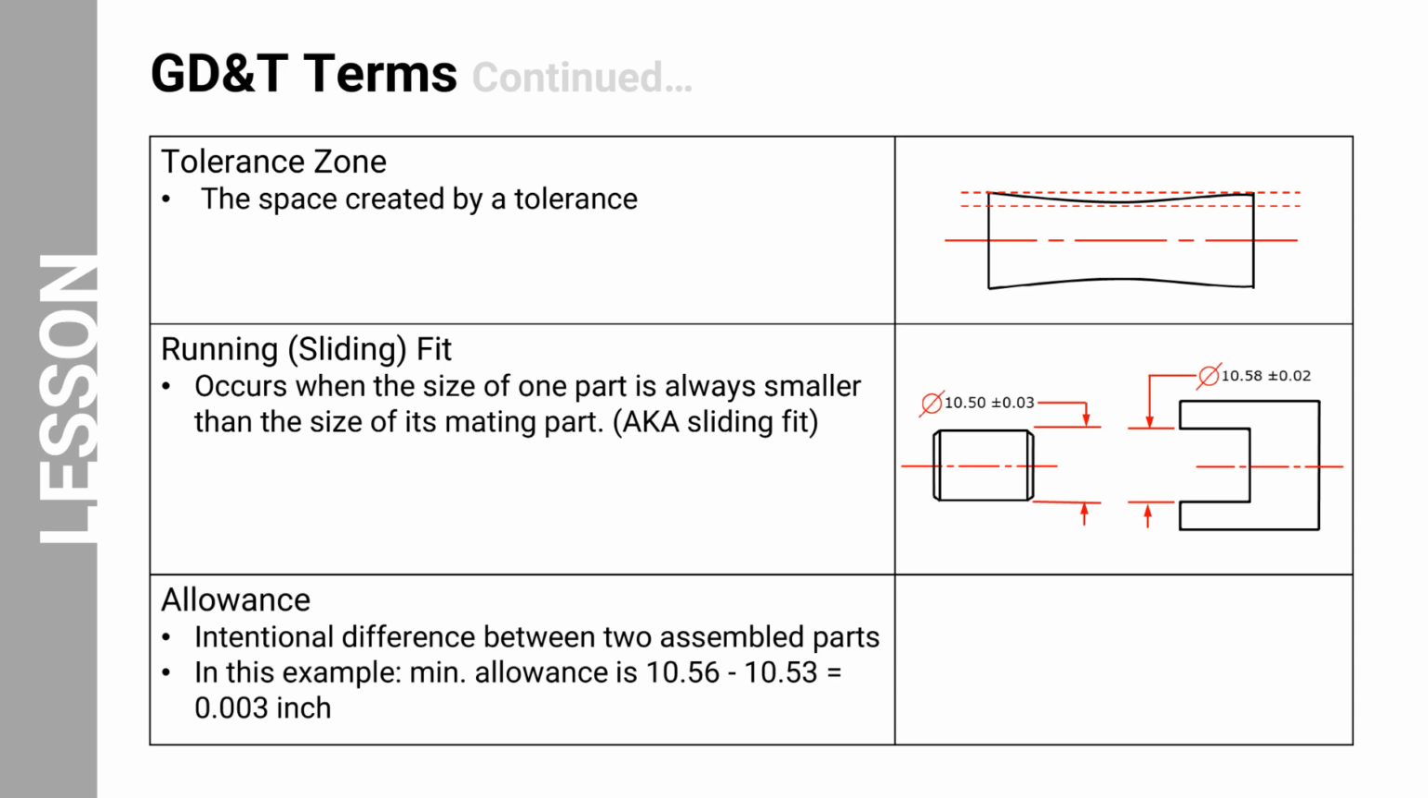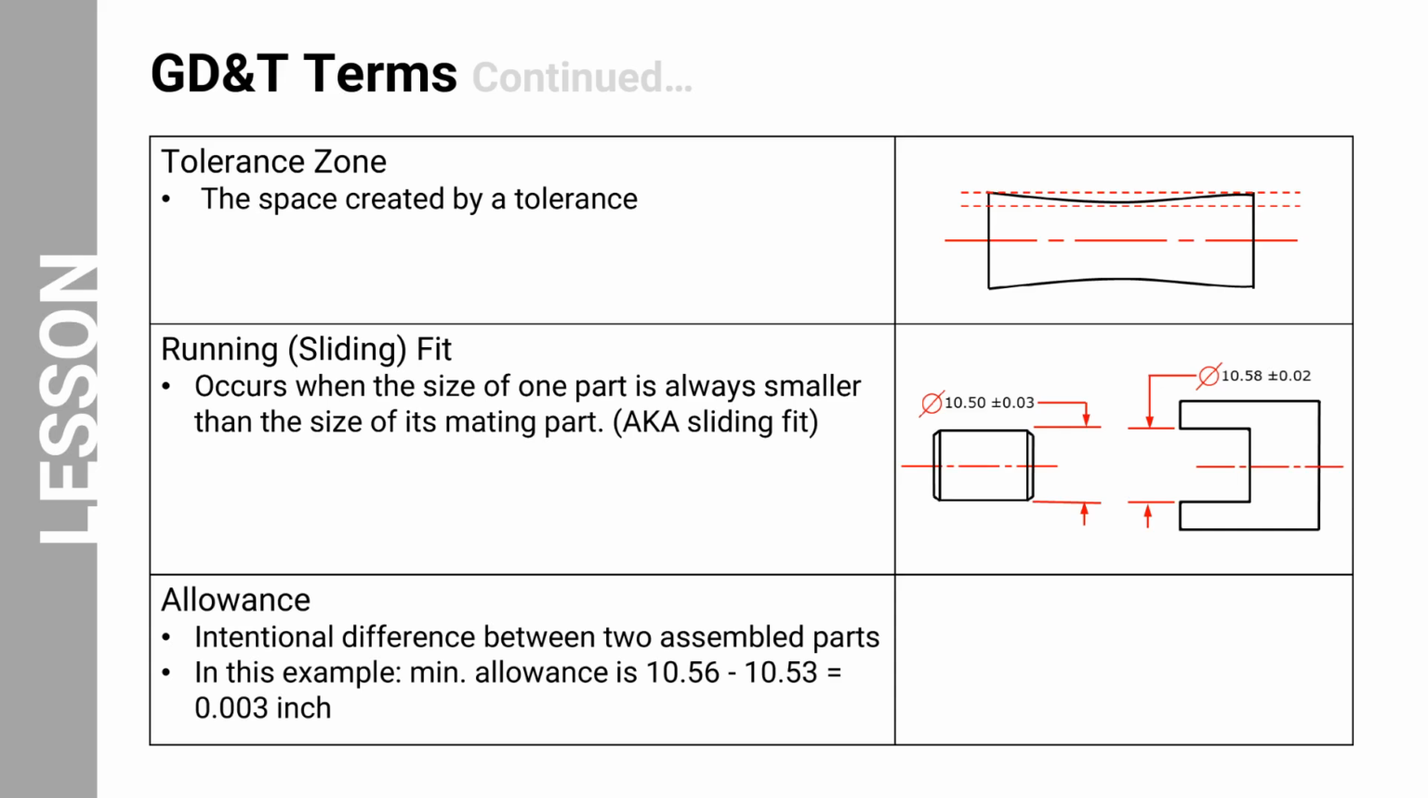GD&T also develops tolerance zones. A tolerance zone is the space created by a tolerance. Tolerance zones are important when two or more objects, like a pin and a pinhole, are to be assembled. For these parts to be assembled appropriately, the pinhole will have to be manufactured to be slightly larger than the pin so that the pin can fit inside of it.